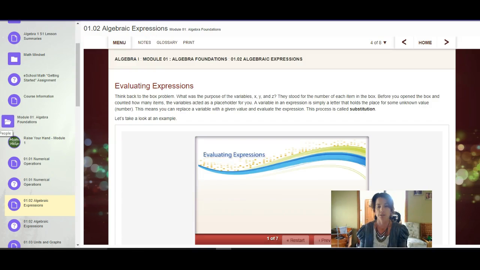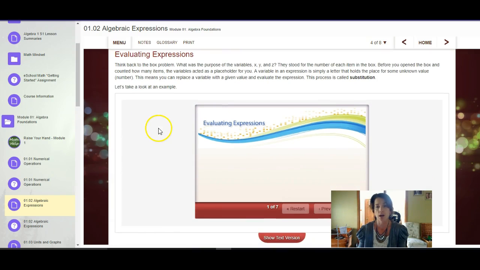Next here is evaluating expressions. So now that you have a process called substitution, this means you can replace a variable with a given value and evaluate the expression. A heads up with your assignment: the first couple questions are going to be vocabulary questions.